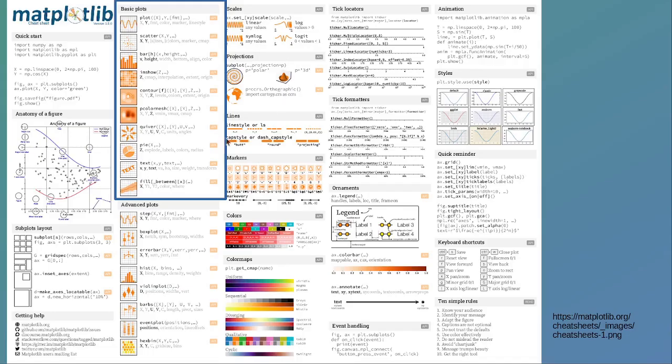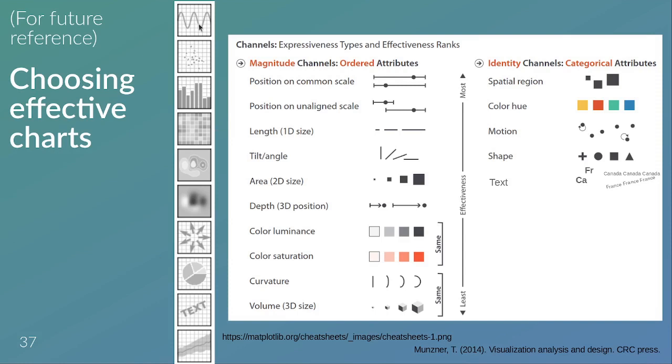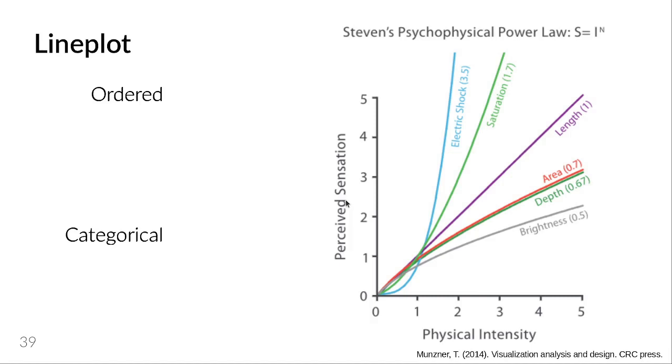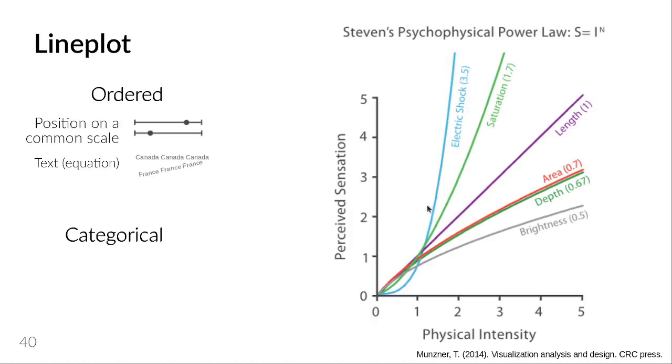Just as a preview, this is that cheat sheet, and here are the different plots and the code you can use to create them. So we're going to go through a few of these examples and see why these different charts are effective based on what types of channels they use to communicate information. First we have the line plot. We've seen this plot before. Now let's unpack how it communicates.